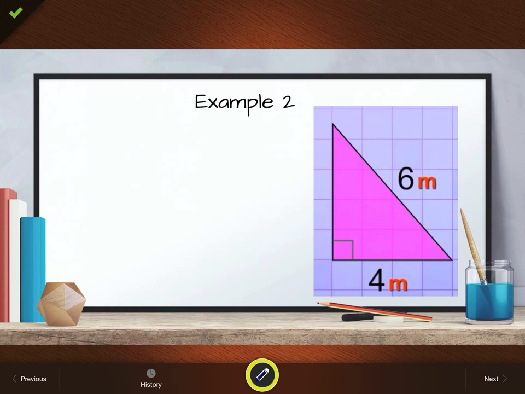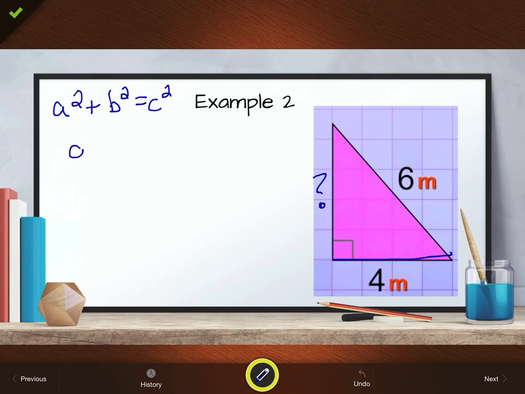All right, example 2. Notice this time they are giving me a leg. I'm missing my other leg, and they're giving me the hypotenuse. I'm still going to use A squared plus B squared equals C squared. Leg squared plus leg squared equals hypotenuse squared. This time, I don't know one of my legs. If you wanted to start with 4 squared, you could.